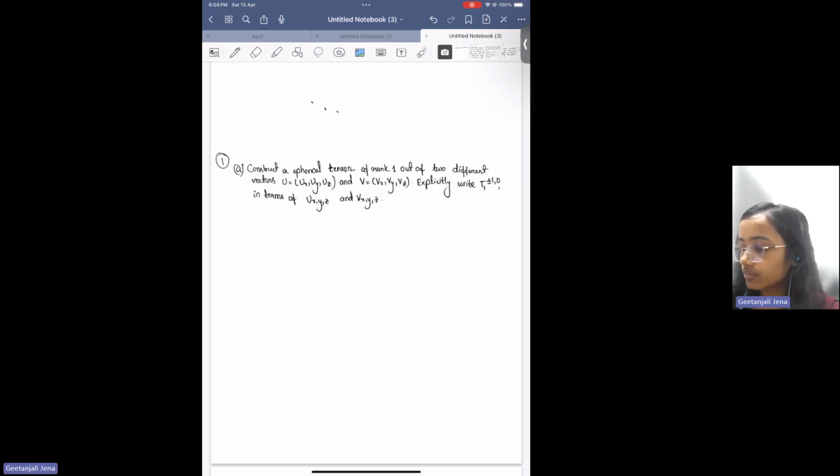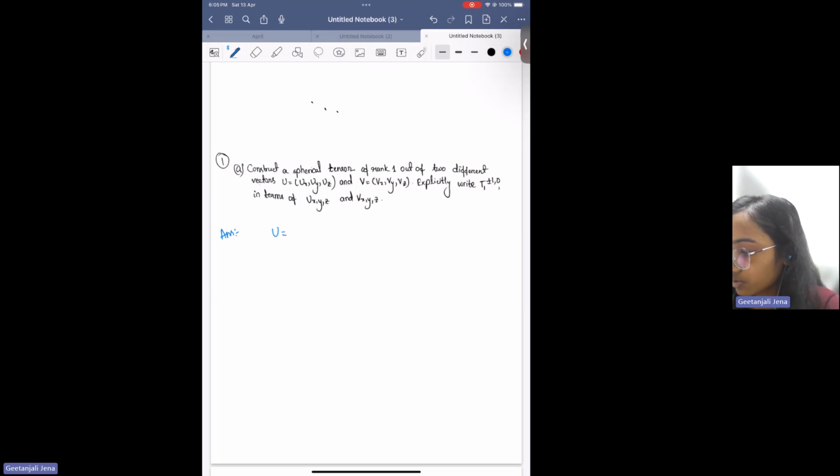So this is the first problem. Let me read out the question. It's one of the applications of the Wigner-Eckart theorem. So the question says, construct a spherical tensor of rank 1 out of two different vectors u, (ux, uy, uz). Let me write the question.